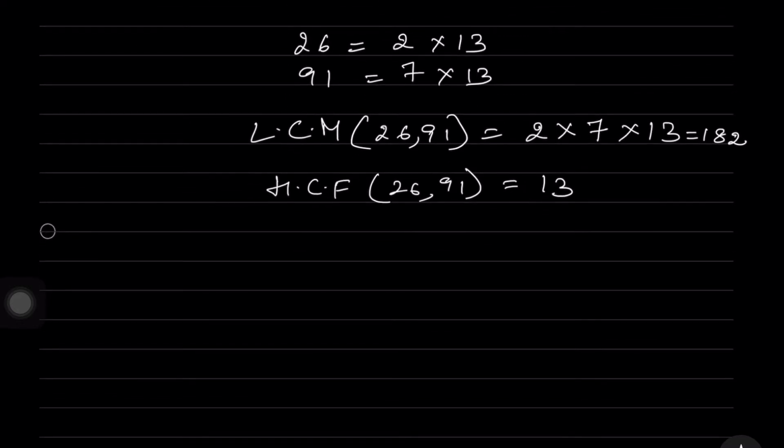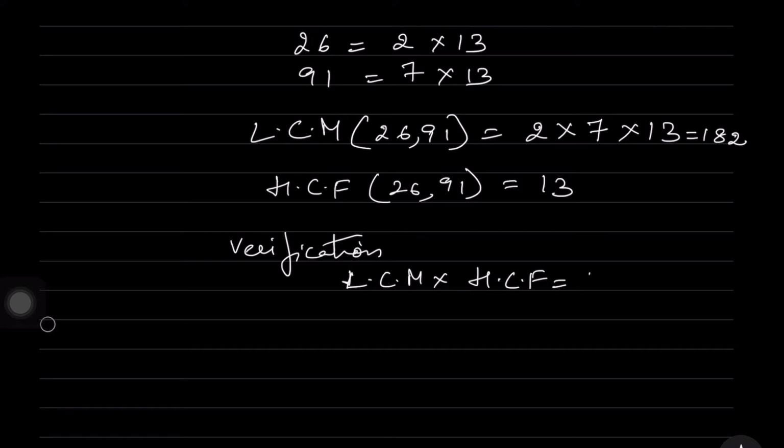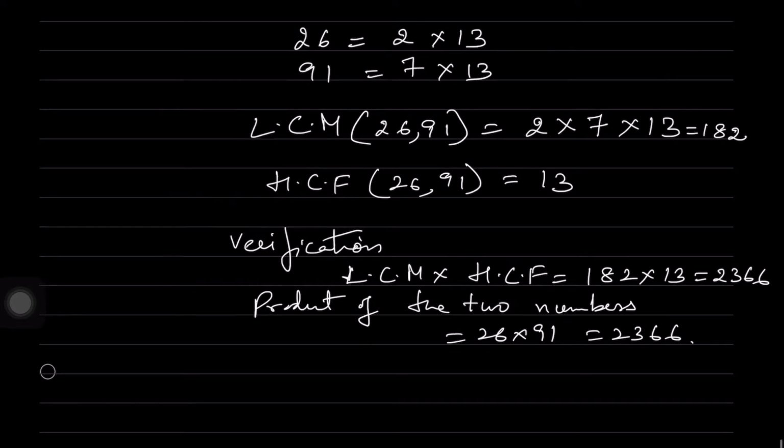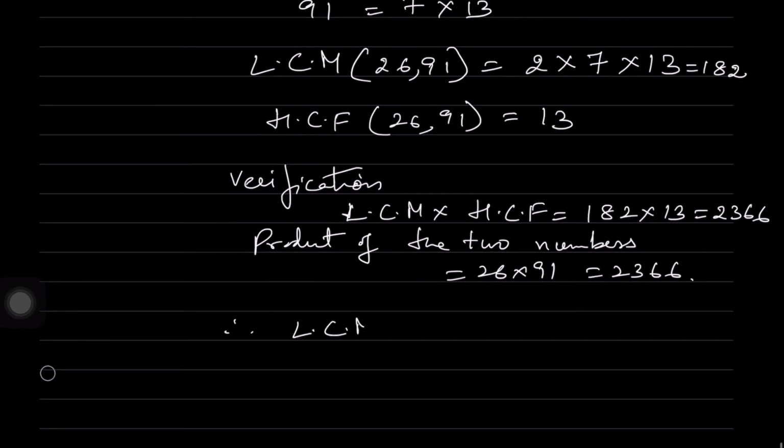Now for verification, the product of LCM and HCF should be equal to the product of the two numbers. LCM into HCF is 182 into 13, which is equal to 2366. The product of the two numbers is 26 into 91, which is also 2366. Therefore, LCM into HCF is equal to the product of the two numbers. Hence verified.